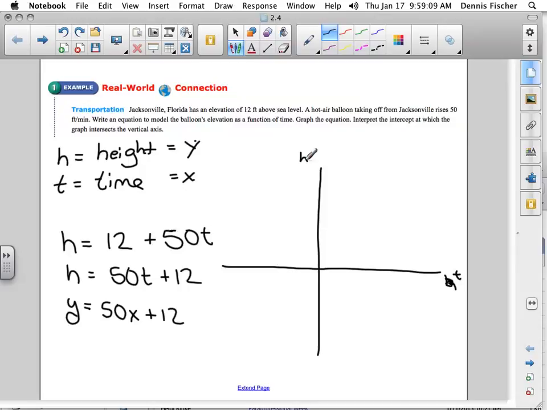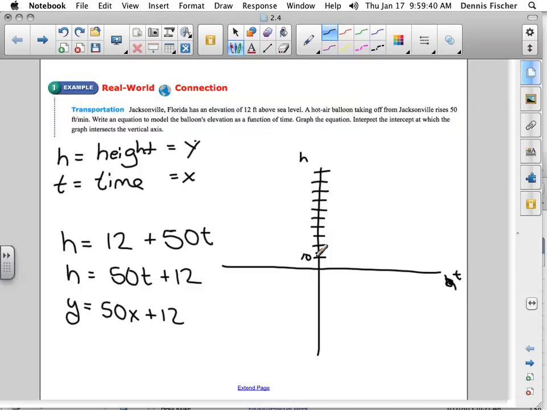Now, if I was graphing this equation, where would I start? 12 on the h-axis, or y-axis here. Now I'm going to set the scale of 10s here. That should be good. I'm starting right at 12, right there. What's my slope? 50, 50 over 1. So I can go up 50 over 1. It's 50 feet up every minute, so I'm going to go up 50 because that's my slope.